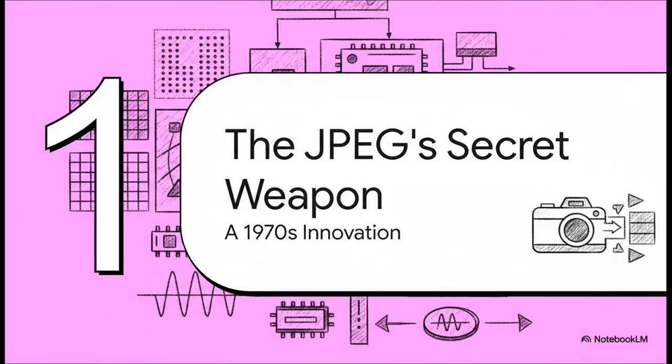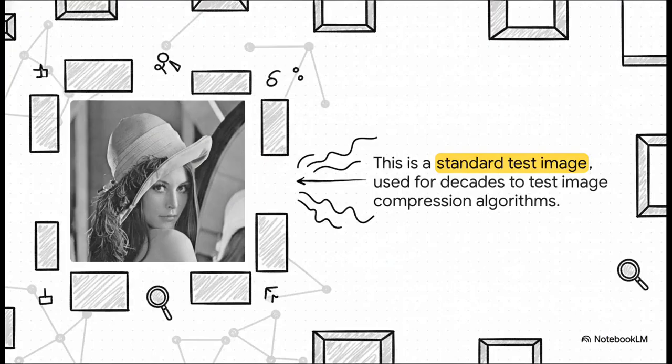Okay, so the first part of the answer starts with a technology you use literally every single day, probably without even thinking about it. I'm talking about the JPEG. And its secret weapon, it was actually developed all the way back in the 1970s. Pretty wild, right? So this image here, this is actually a famous one. It's been used for decades to test compression algorithms.